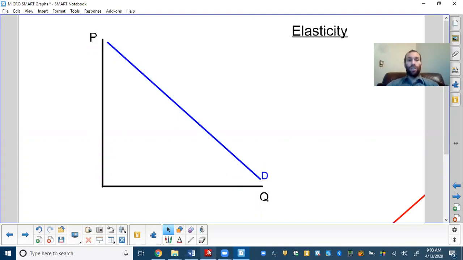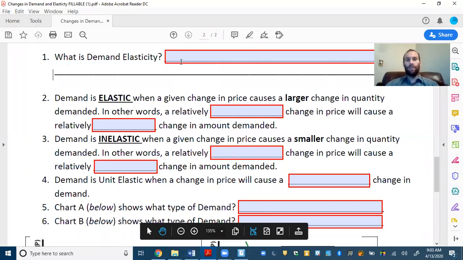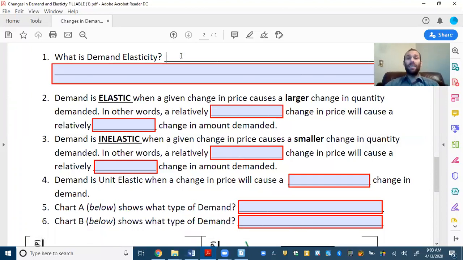So if you're looking at your worksheet right here at the top, we know what demand elasticity is. You have two boxes for you to fit in there. Demand elasticity is essentially to what extent does a given change in price change the quantity demanded? Remember, price changes quantity demanded, not demand. So if you put demand, you're putting the wrong answer. Now, an easier way to go through it is filling in these blanks. And a little mnemonic device is this: price changes the quantity. And remember, quantity is the amount people want to buy.